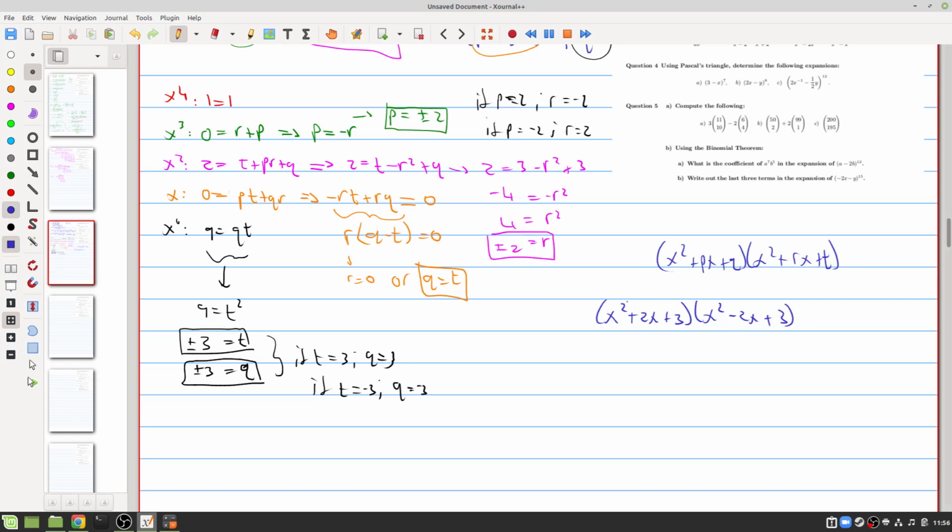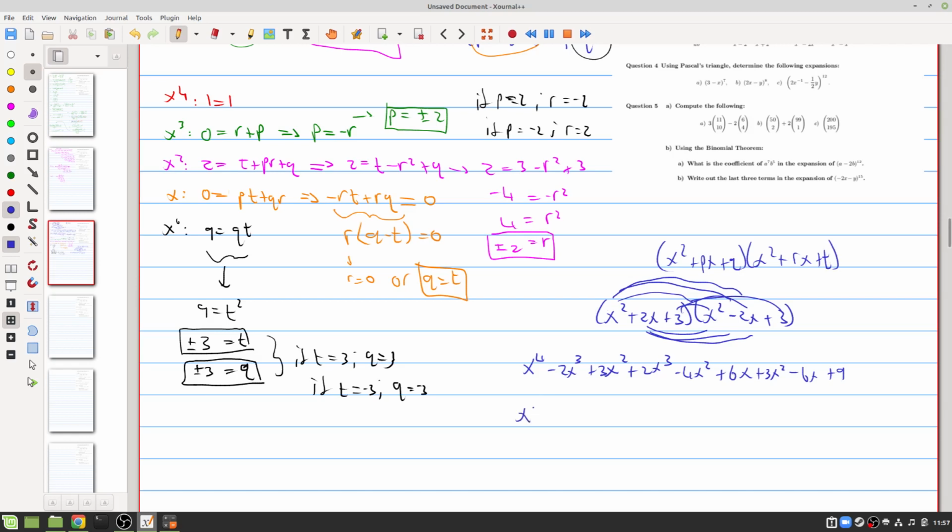And we can always test this by quickly multiplying this out. So let's do that. So x squared times x squared, x to the power 4. Oops, that looks ugly. x to the power 4 minus 2x cubed plus 3x squared. Then plus 2x cubed minus 4x squared plus 6x, and then plus 3x squared minus 6x, and plus 9.